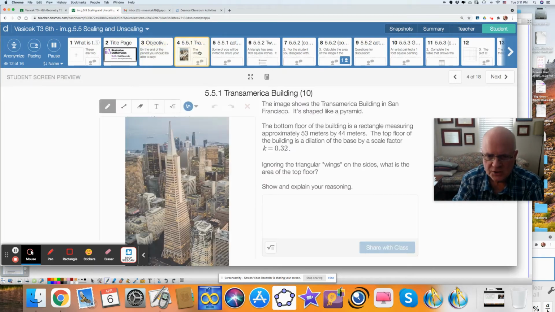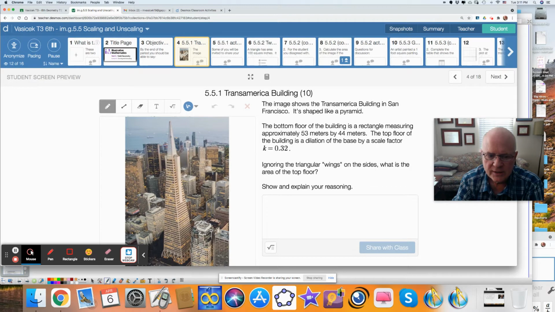So this first question, this image of the Transamerica building in San Francisco, it's shaped like a pyramid. The bottom floor is a rectangle measuring 53 by 44 meters. And the top floor of the building, which is where these windows are, not where these triangle shapes are, not where this part of it is.